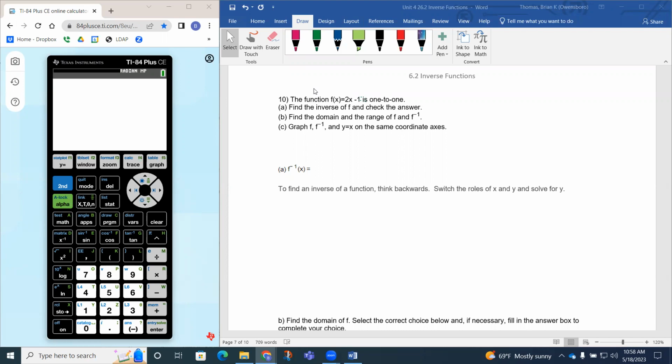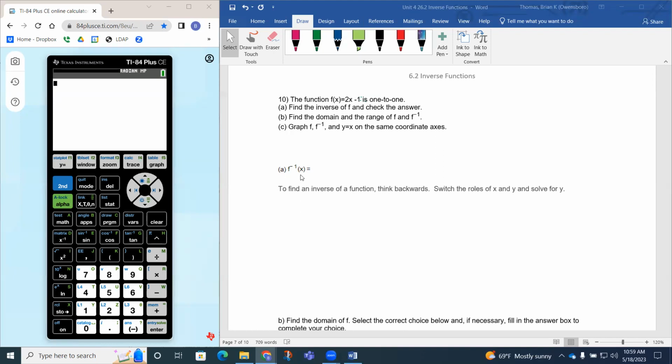So the function f of x equals 2x minus 1 is a one-to-one function. Find the inverse of f and check the answer. So find the domain and range of f and also the inverse of f. And then we want to graph f and also its inverse and the line y equals x. So we have to actually graph three things all on the same graph.